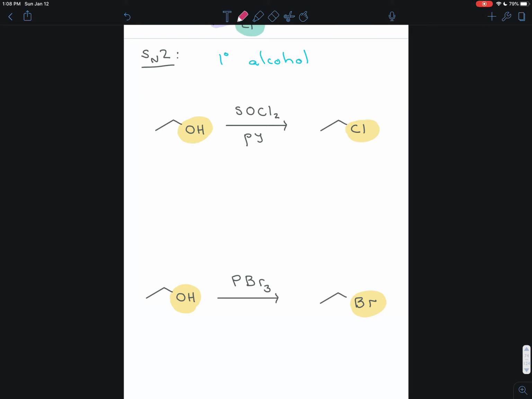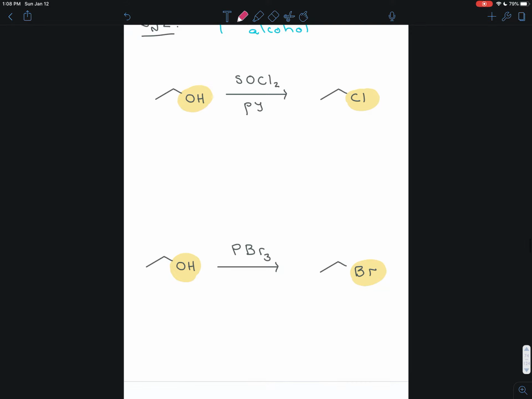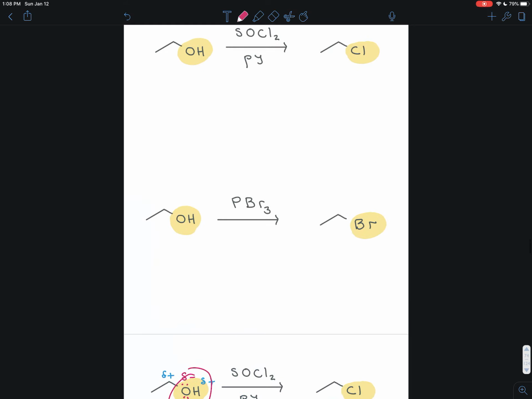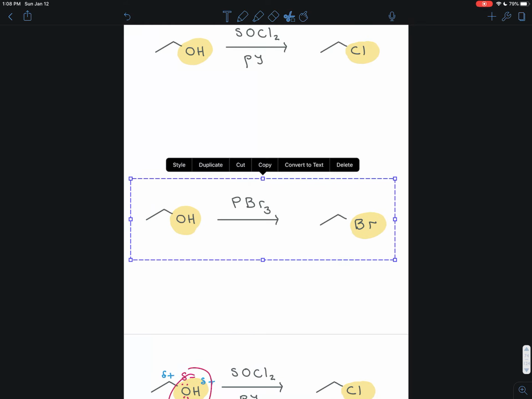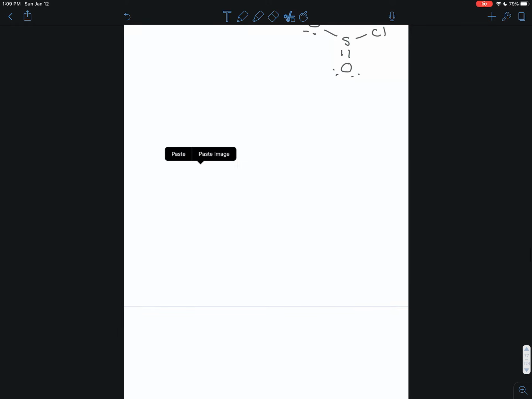chloride. Now let's just quickly walk through the mechanism for how phosphorous tribromide works, and you'll be able to see how we can apply this to the exercises in this next exercise. So let's take this reaction, and we'll walk through the mechanism for how this works.